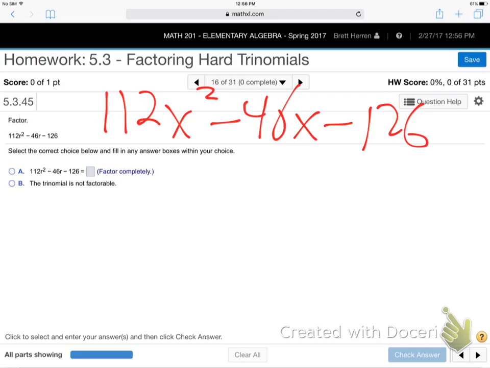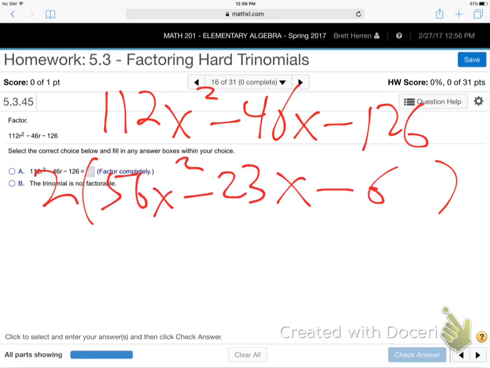I think it's just 2. That's what I think. I don't think 4. 4 doesn't go into the middle one, I don't think. So I think it's just 2. Is that right? Is that what you guys are finding? 6 doesn't work, 8 doesn't work, 4 doesn't work. It's just 2, huh? So just take out a 2, and then that'll be, what's that? 56, 23, and 63.